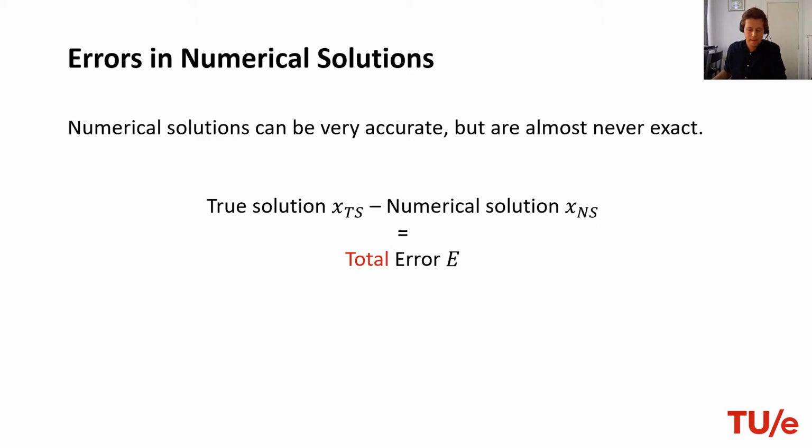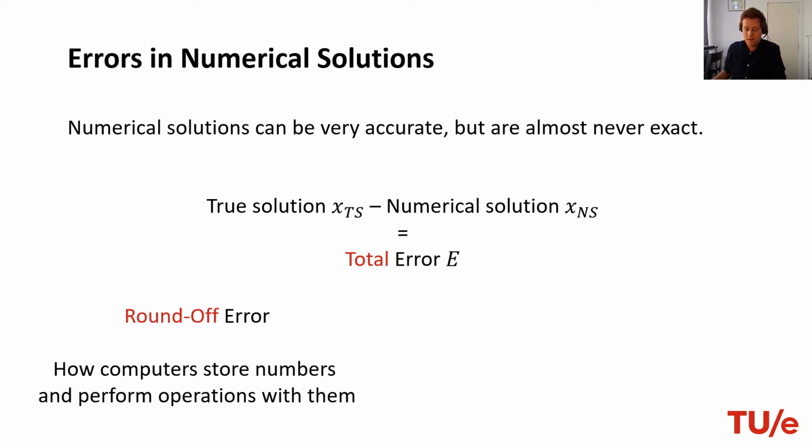E. Now this total error consists of two main parts. One part is based on round-off error or rounding error, which is related to the way in which computers store numbers and perform operations with them. Now, rounding errors were already introduced in the previous video, where we discussed exactly how numbers are stored as floating point numbers in the IEEE standard in computers. So that is one part of the total error.